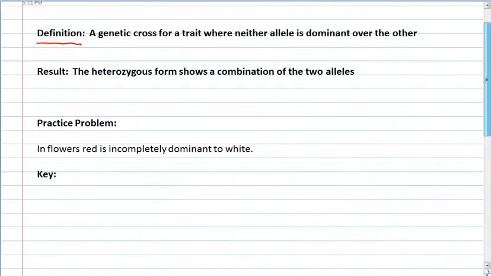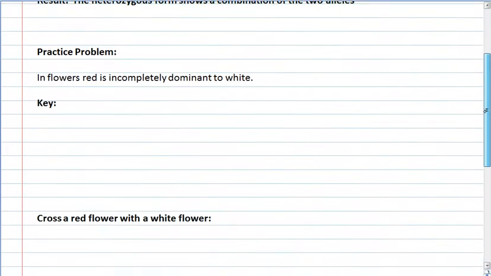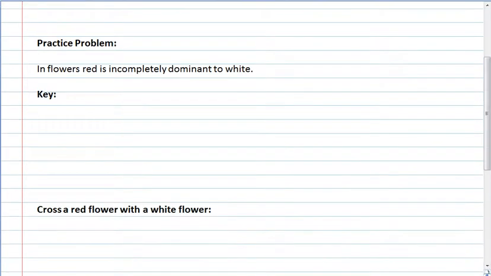An example of this can be found in flowers. Red is incompletely dominant to white. So when we go to make our key, we want to use two capital letters. We're going to use big R to represent the red gene and big W to represent the white gene.